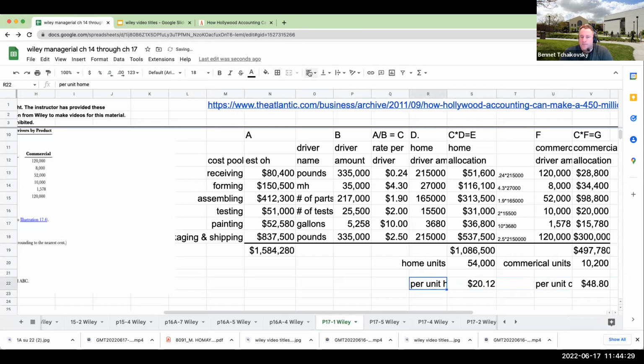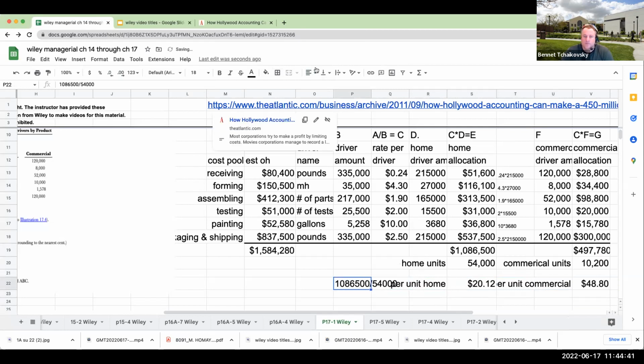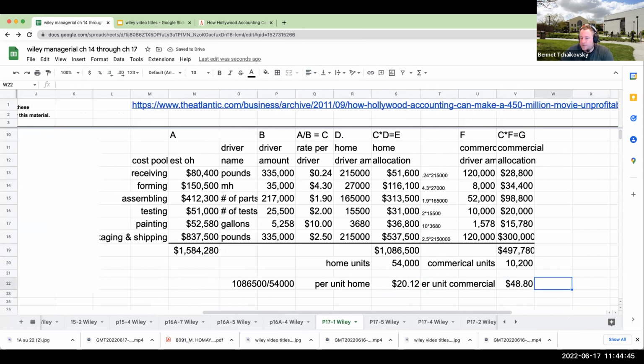Where do these numbers come from, right? So again, how did I get to these numbers? This is going to be 1,086,500 divided by 54,000. And over here, this is going to be 497,780 divided by 10,200.